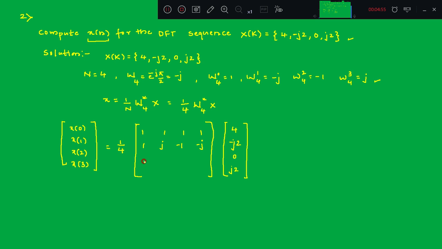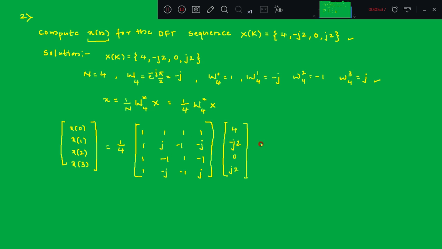And what are the elements of the third row of the DFT matrix? 1, minus 1, again 1, minus 1, all are real values, so keep them as they are. The last row elements of the DFT matrix were 1, then plus j, so this becomes minus j, then again minus 1, and here minus j becomes plus j. So after taking the conjugate of the DFT matrix, you get the IDFT matrix, whose elements are these: the elements of the IDFT matrix obtained by changing the sign of the imaginary parts.